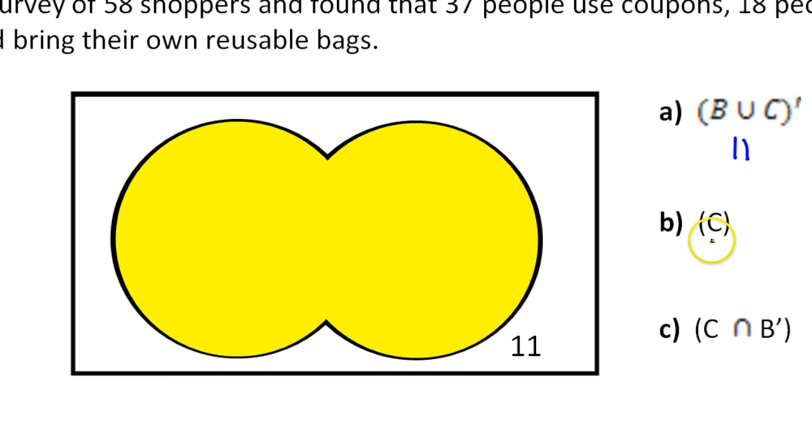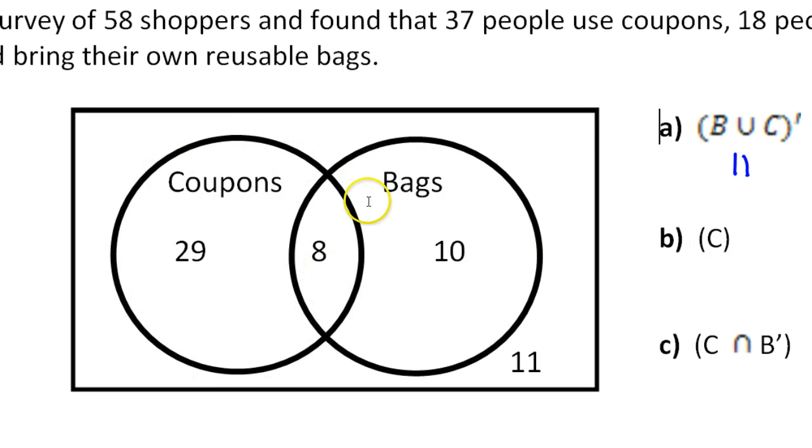Now, what about C? Set C represents the coupon users. That includes the 29 and the 8. So, of course, that is 37. Okay, pretty simple. Now, for this one, C and not B. The intersection of set C and not B. So for the intersection, we want the overlap between these two things. We want the number of people that satisfy both of these simultaneously.